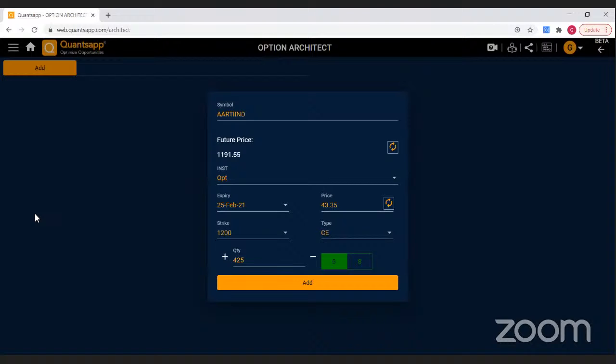So this is where the Option Architect tool comes in, giving you the perfect idea: if I'm taking this leg along with this leg, if I'm including futures, if I'm including combinations of options and futures, then what could be my possible result? This is what we can all do in the Option Architect. So we'll begin today's session.